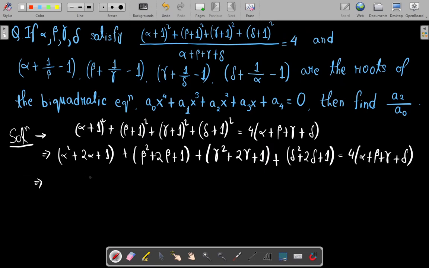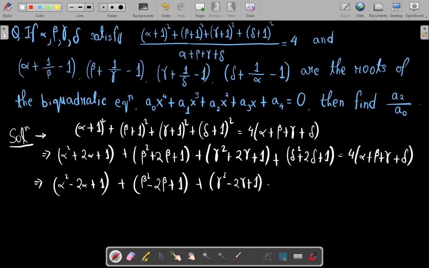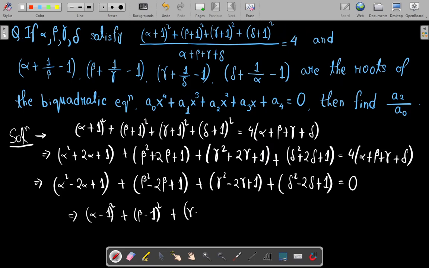Okay, so if we take all the terms to the other side, we will get α²; and this is 4α + 4β + 4γ + 4δ, right? So if we take it to the other side, there is +2α and this is −4α, so this will become α² − 2α + 1. For β², here it is +2β, and if we take the 4β to the other side it becomes −4β, so it is β² − 2β + 1. Similarly, the third term becomes γ² − 2γ + 1, plus δ² − 2δ + 1, equal to 0. Now this becomes (α−1)² + (β−1)² + (γ−1)² + (δ−1)² equal to 0.